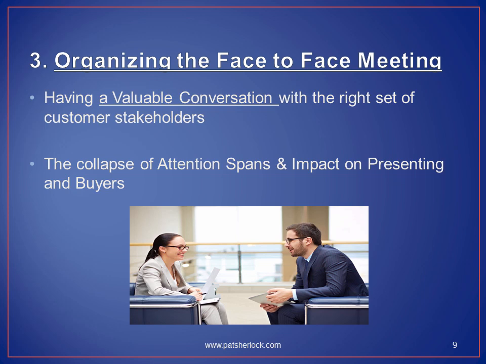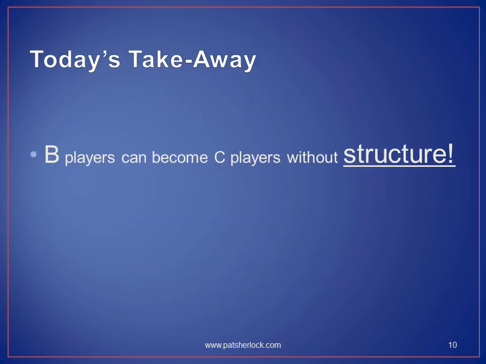So in short, the three structures that need to be in place are identifying the right accounts, putting in place a prospecting playbook, and finally, organizing that face-to-face meeting. If you want to improve inconsistent producers, you have to address those three issues and not just let the individual do a kind of trial and error method. At the end, what ends up happening with these individuals is that B players, your folks with the talent but not able to be successful today, can become C players very quickly without a structure.